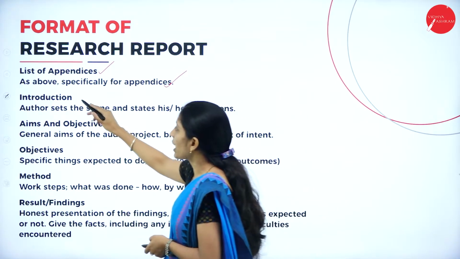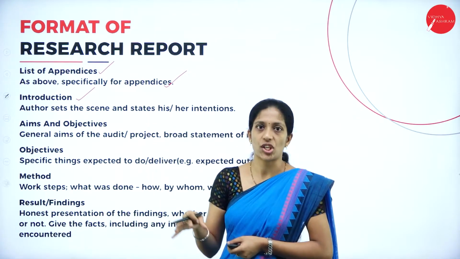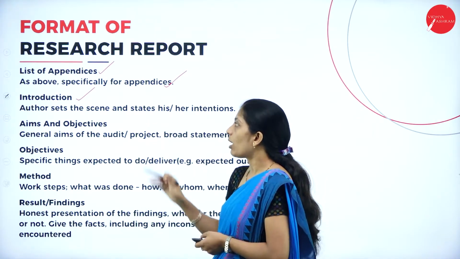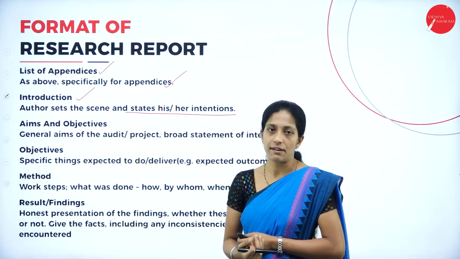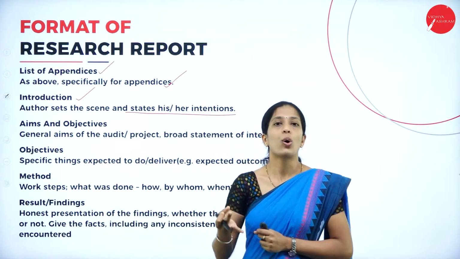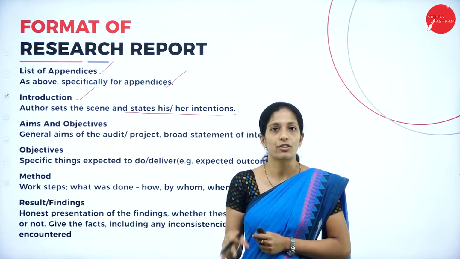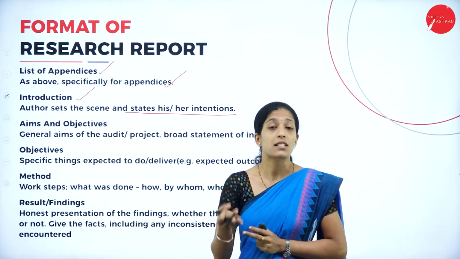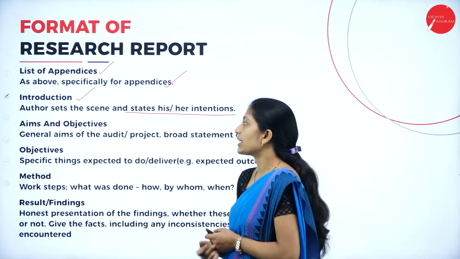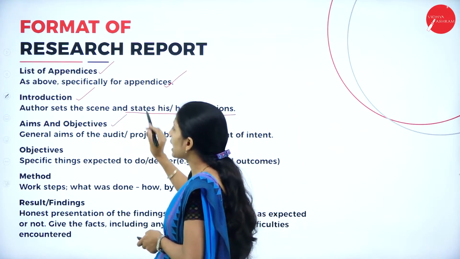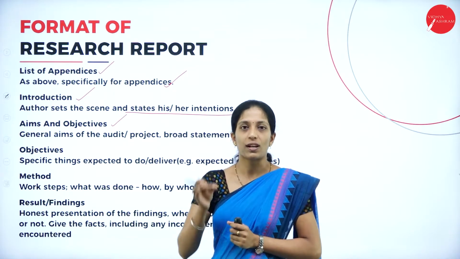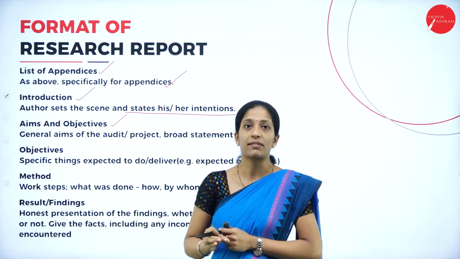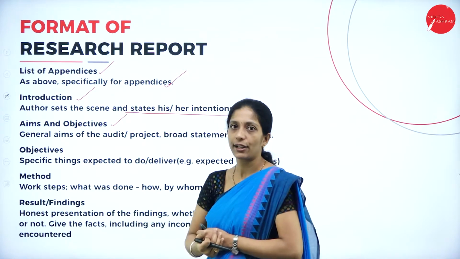Next one is introduction. Now, we will come into the project. That is the introduction, where the author sets the scene and states his or her intention. So, he gives the whole introduction about that particular topic, and he gives his intentions. Next one is aim and objective. What is the main objective of the research work? What is the main objective of the research activity? That has to be included here.